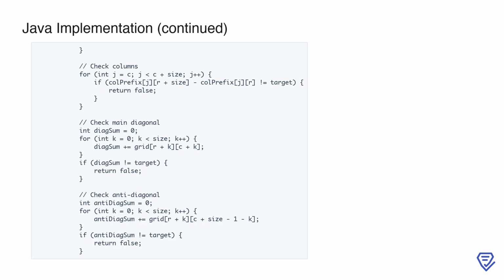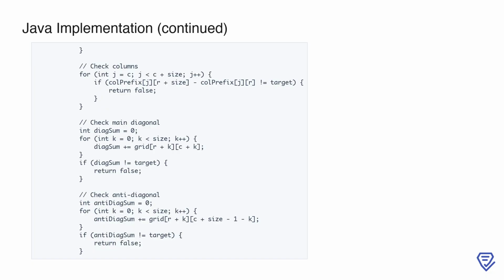If any column fails this condition, the square is not magic. Next, we verify the main diagonal of the square. To do this, we iterate through the diagonal elements, summing up the values from the top left corner to the bottom right corner. If the diagonal sum does not match the target, the square is disqualified.